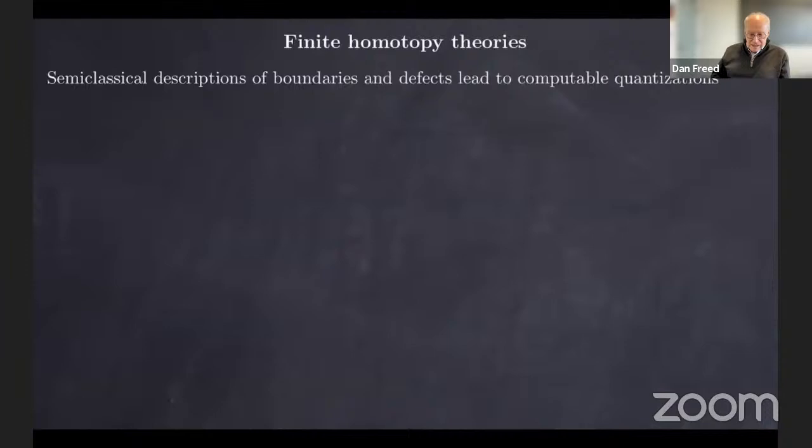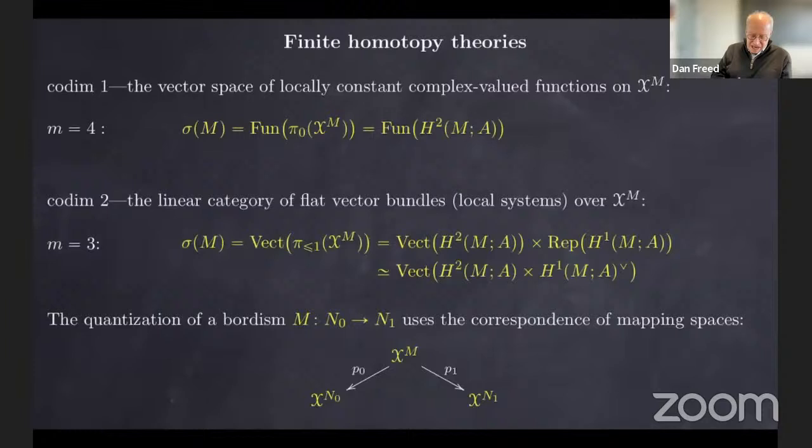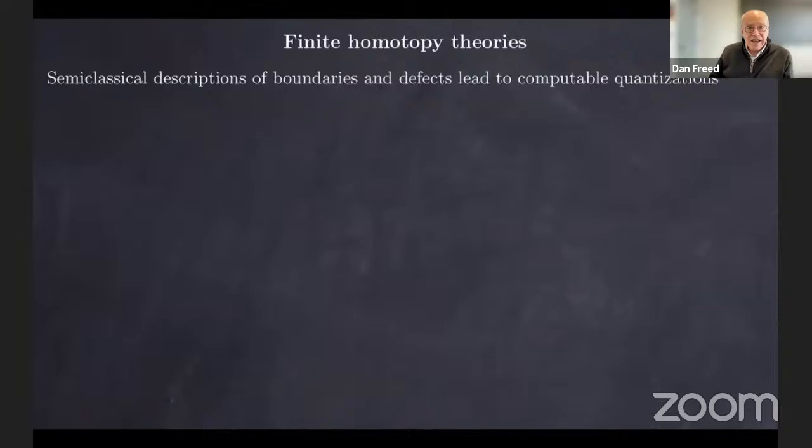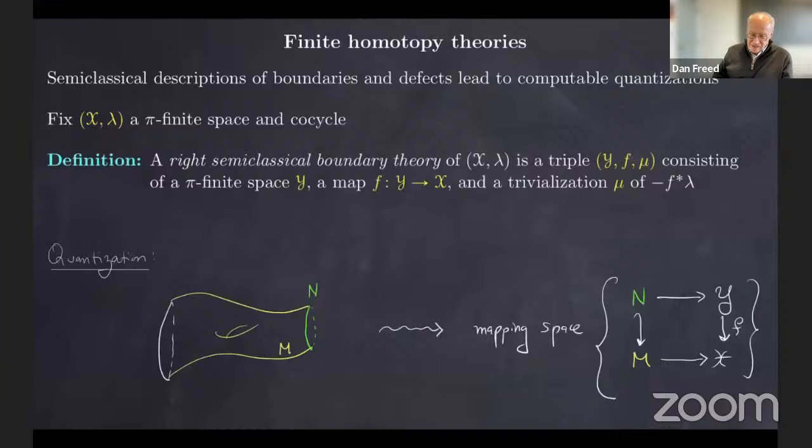Okay, so we're going to need to know about boundaries and defects in these theories. And just as these quantities in sigma have semi-classical versions, that's what this quantization is about, so too do boundaries and defects. And so, okay, if we have this X and we can in general have a cocycle, which won't be there in our example, then the data you need to give a boundary theory is you need another pi finite space and you need a map like this. And if we have the cocycle, then we have to trivialize the pullback of the cocycle.